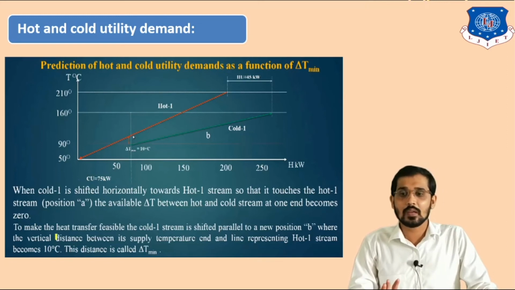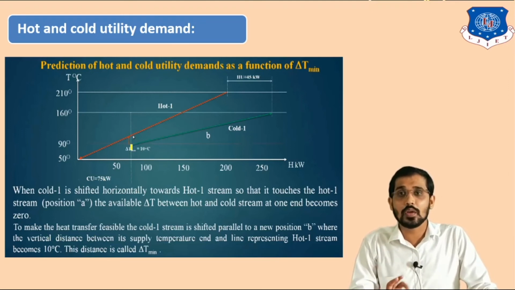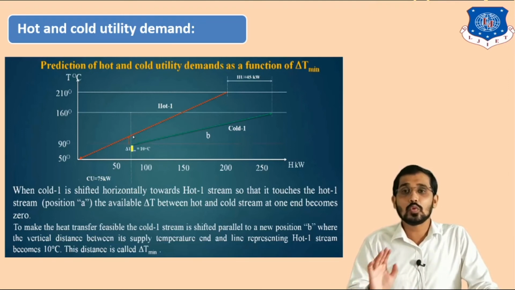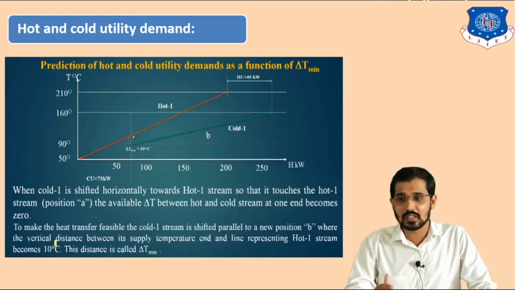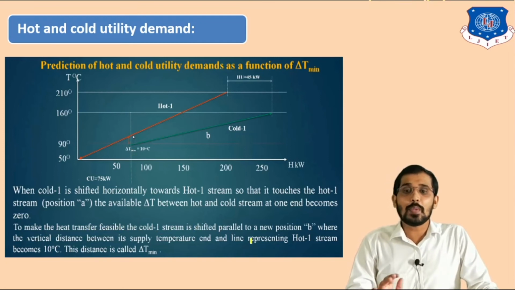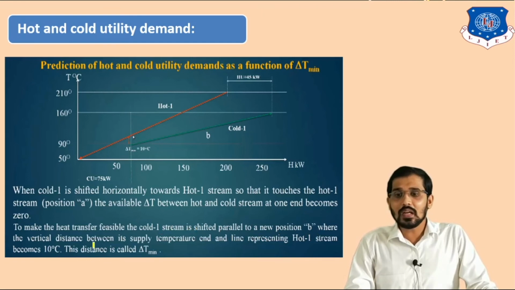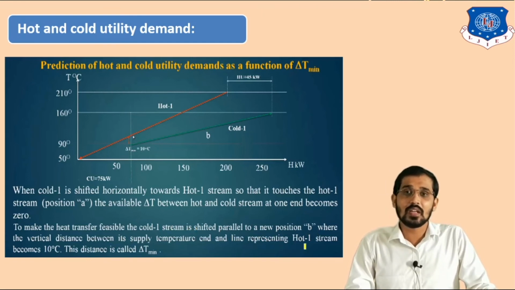So I can say here, why we are moving this is because in the previous slide there was the pinch point. At the pinch point no heat transfer is possible. So to make the heat transfer feasible or possible, the cold stream is shifted parallel to the new position B, where the vertical distance between the supply temperature and the line representing the hot stream becomes 10 degrees Celsius.